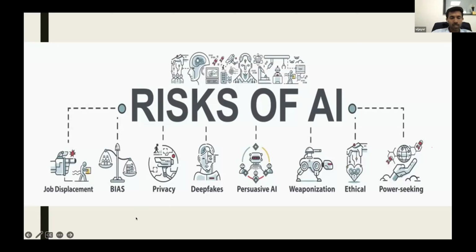Then there can be bias. Why is there bias? Because the output generated from the AI is typically based on the data that we give. So if the data that we are giving is manipulated, then the output will also be the same. When we give the data, it must be correct and accurate, so that we can expect a much more precise output.